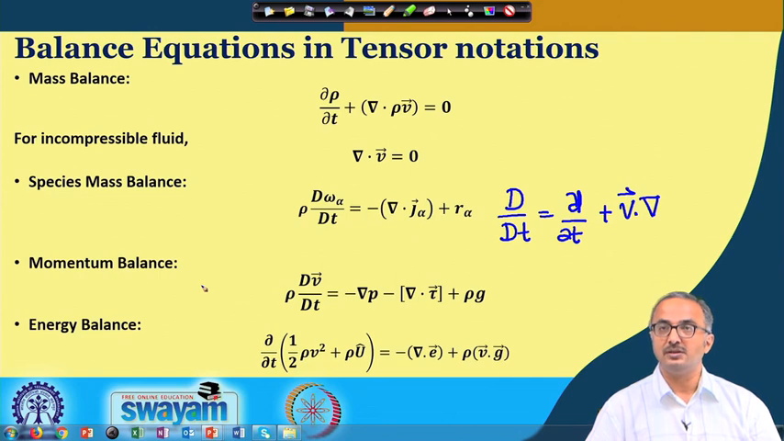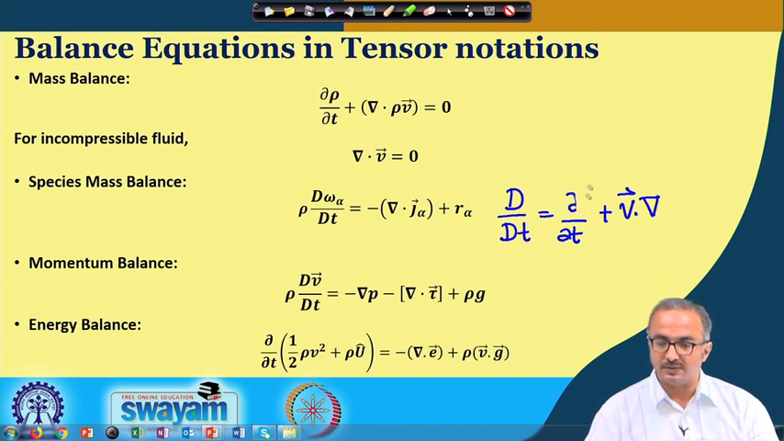Next, we come to the momentum balance, as we have just derived. Again, with some simplifications, we find that this can be written like this. Here we have the change in the velocity, and again you will see that d by dt is the same as dou by dou t.